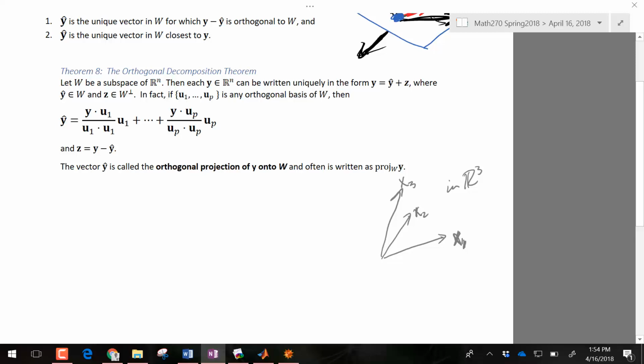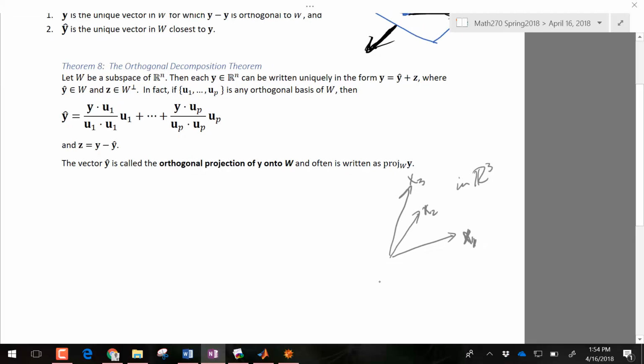Okay, so now let's take a look at X1 and X2. X1 and X2 span a plane. Let's try to draw the plane that they span. So X1 and then X2 span a plane, right? Let's call this plane W. So we have X1 and X2 spanning a plane that we're calling W.